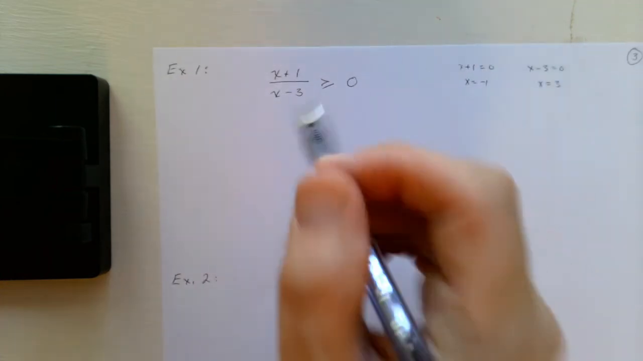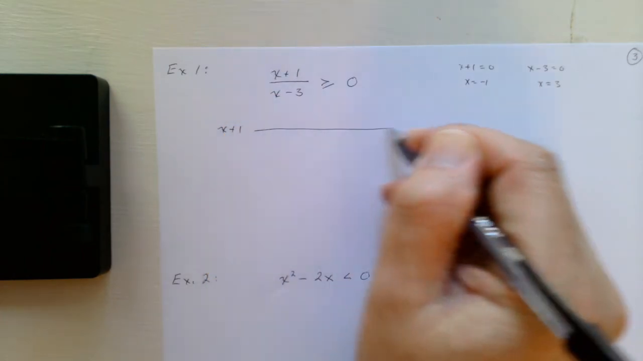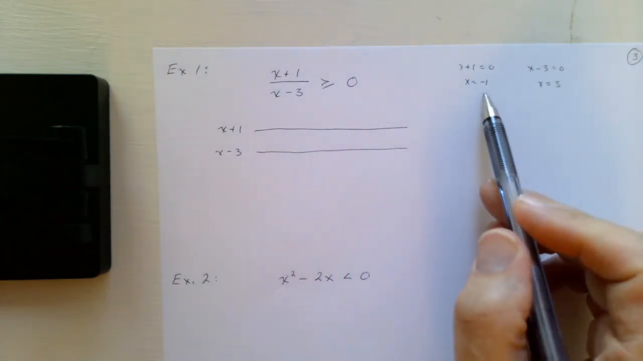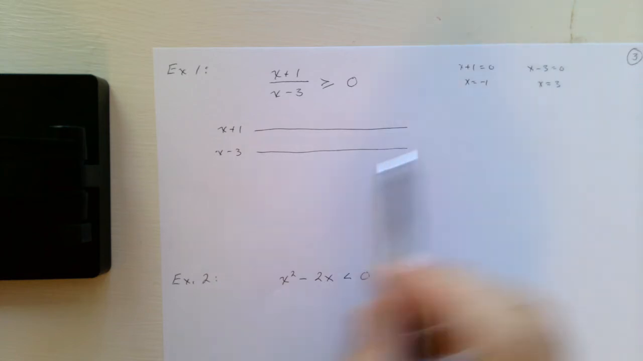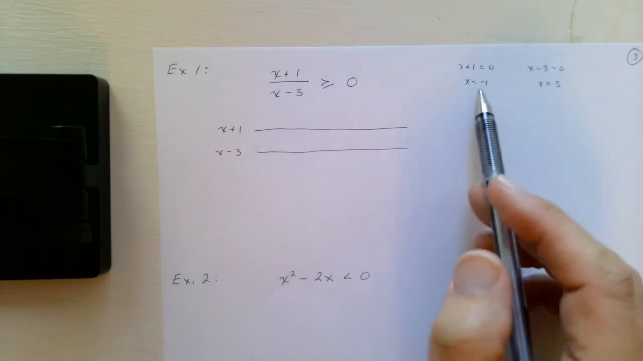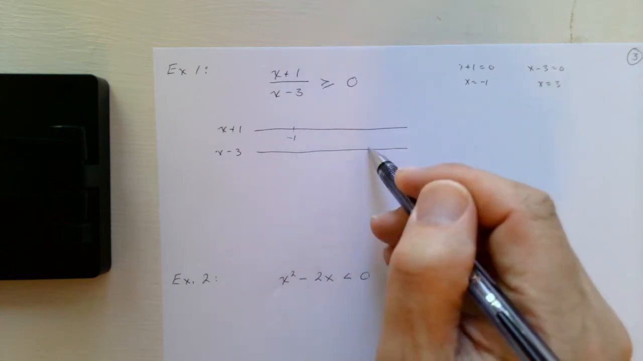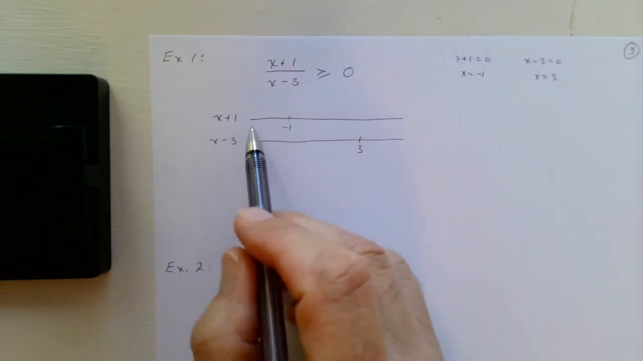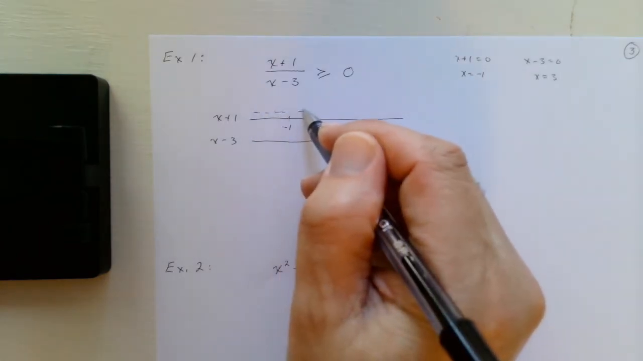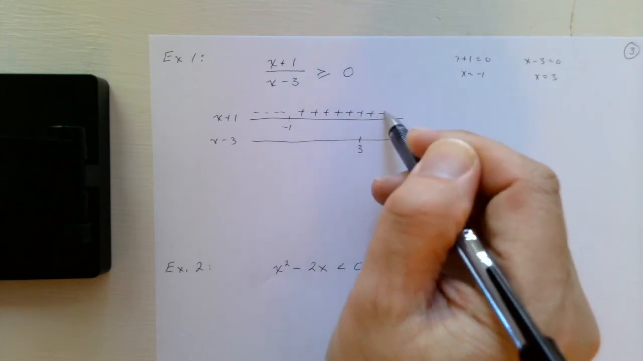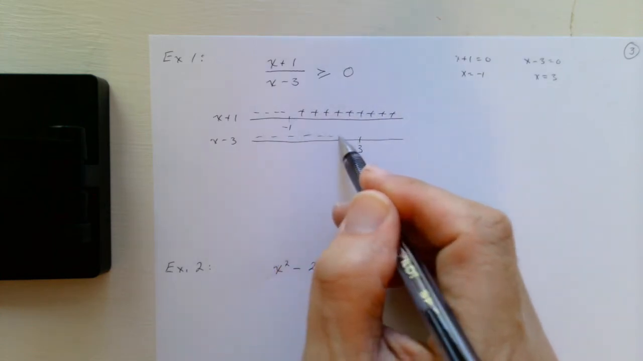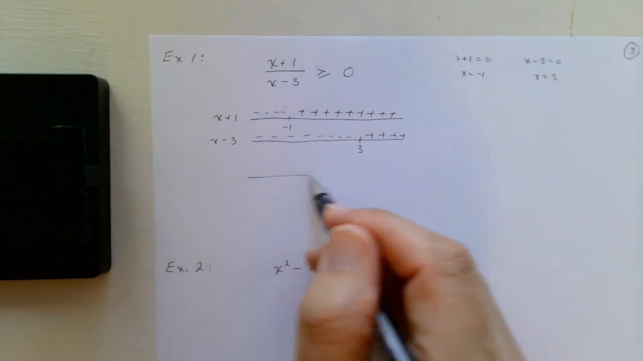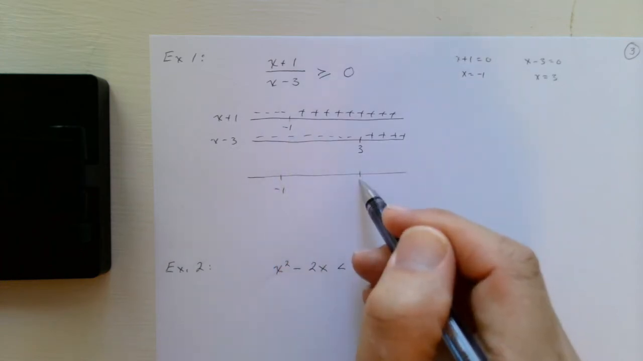So these are going to be the places where this changes sign, if it changes sign at all. Next, we can make a sign chart for x plus 1 and a sign chart for x minus 3. We're making these on top of each other, so obviously we want negative 1 to come before 3. We'll see that x plus 1 goes from negative to positive, and x minus 3 goes from negative to positive. Then we can make a final sign chart. We bring these two numbers down.